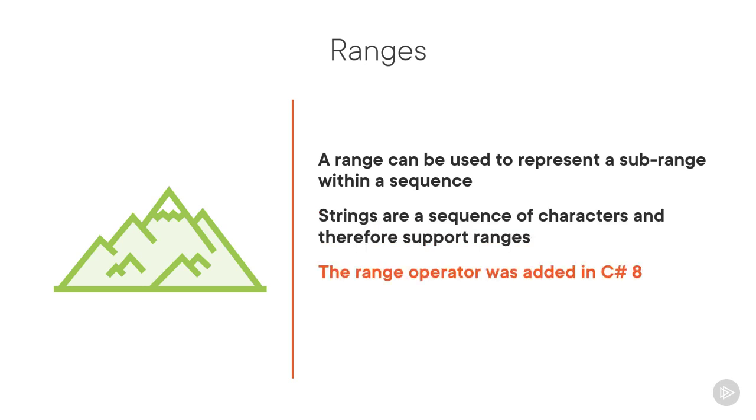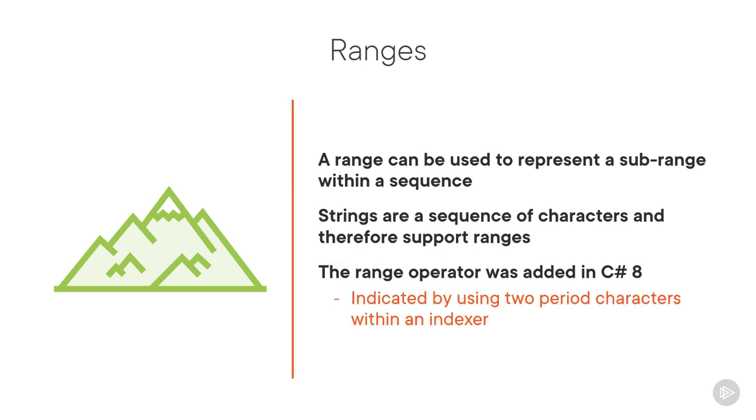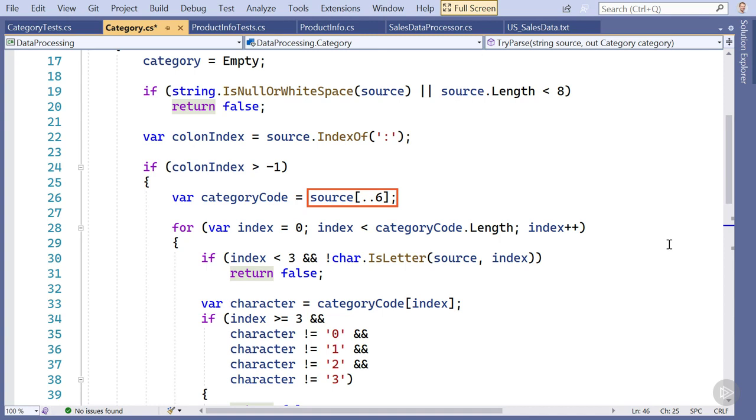The range operator, added in C# 8, is indicated by using a sequence of 2 period characters within an indexer. The refactored code includes the range operator. In this form, the range will start at index 0 because no explicit start value is specified before the periods. The range will then end at index 6. Ranges are exclusive, meaning the end index isn't included as part of the range. Therefore, this range will capture characters at indexes 0 through to 5.